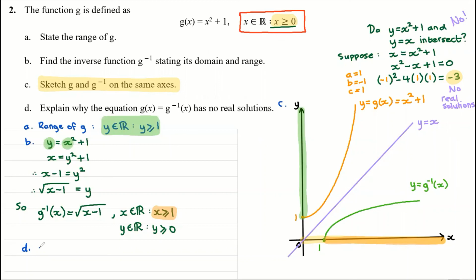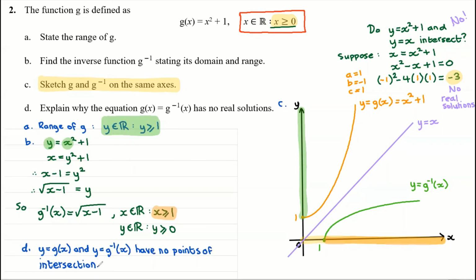So y equals g of x and y equals g to the minus 1 of x have no points of intersection. So that means that they cannot ever be equal, which means that the equation would have no real solutions. Okay, so we've shown it graphically that this is the case.